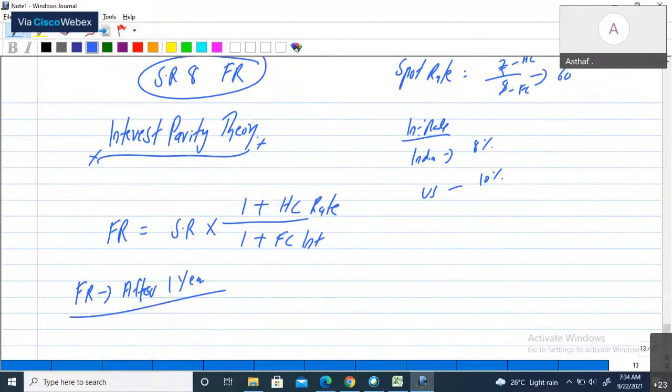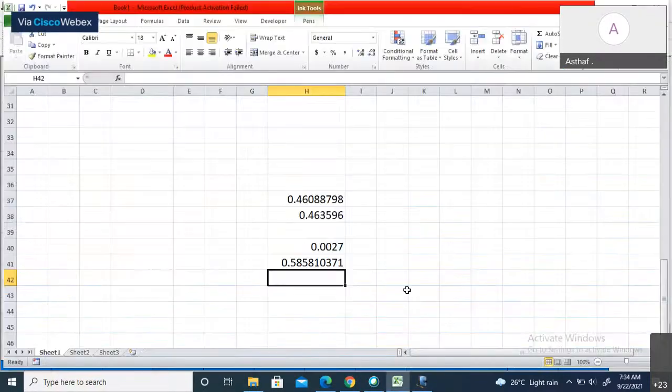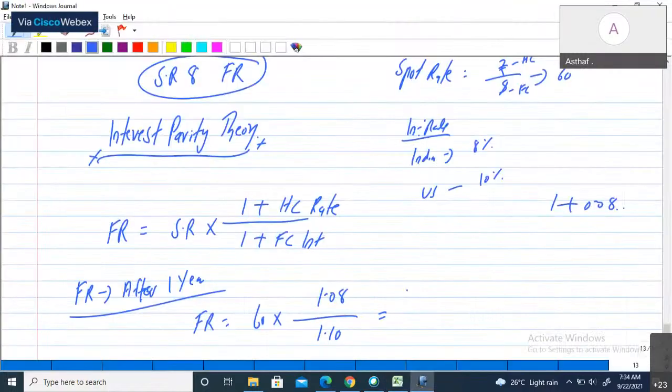So how to approach, my dears? Your forward rate is spot rate into home currency, the numerator is home: 1 plus 0.08 becomes 1.08. Divided by 1 plus foreign currency, you have 10%, which will be 1.10. This forward rate calculation will be relevant for solving essay model problems. They will not give the forward rate; you have to approach with the formulas. So what will be the answer?